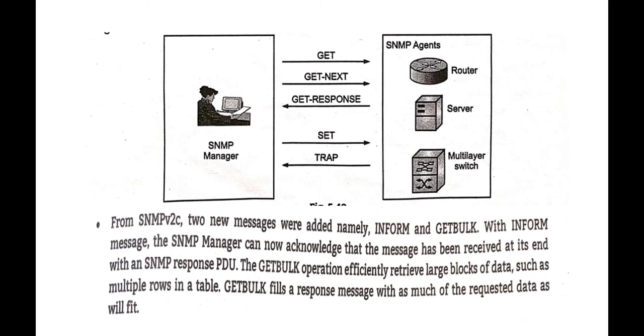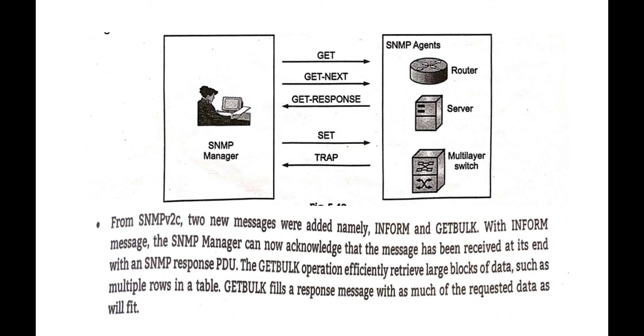Then set: if a problem occurs in the network, the manager can set that error or problem with the help of the set command. Here, if any problem is occurring in the network and it needs to be indicated, we use the trap command, where the agent reports to the manager that there is a problem in that particular network.